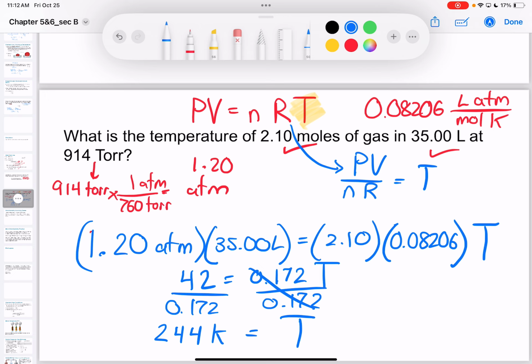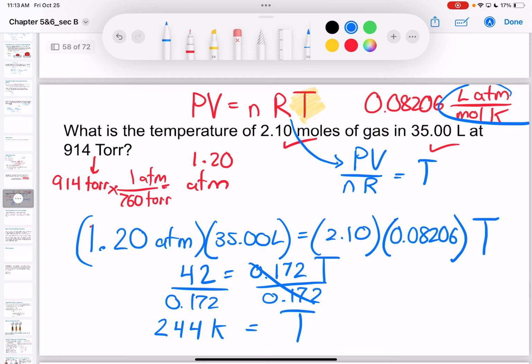Okay, so notice we only had one of each variable. That's how I knew I could use the ideal gas law. And any time that you are using that R constant, you have to change all the units to the units that are listed with the constant. No exceptions.